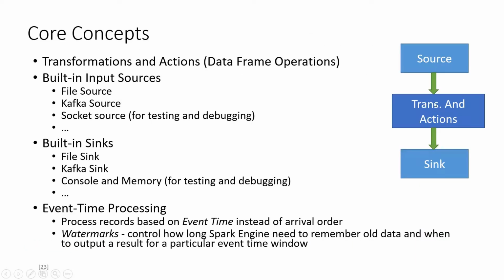Read from the source, apply transformation and action, save the result into a sink. There are different types of sinks and sources. These are just a few. We can read from a file, for example, Kafka, and also there are some sinks for experiment. Google BigQuery as well as PubSub can be used as sinks and sources.